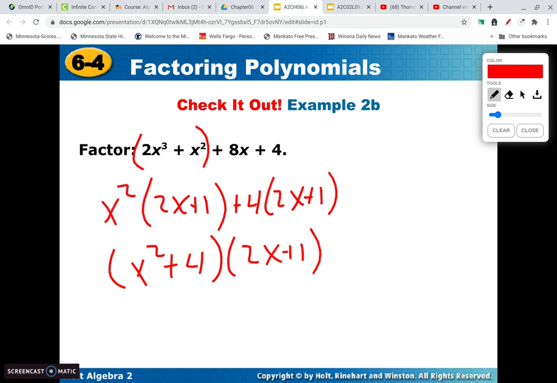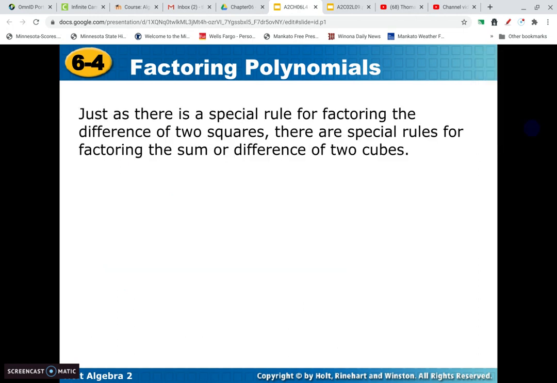And there we are. Can't really factor anything else there. That's a plus right there. So yeah, we're all good to go there.